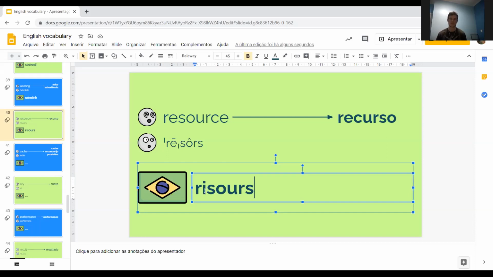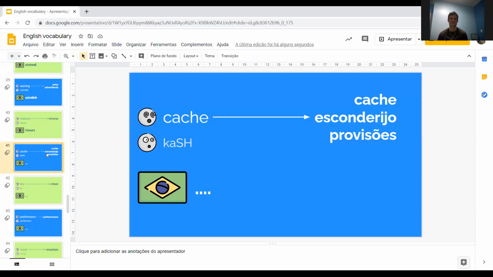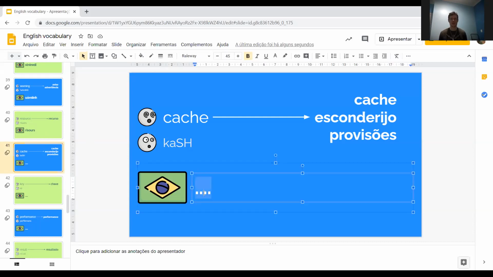Is that right? Yeah, sounds good. Looks good. Resource. Próximo. Next one. I just write something in Portuguese, then my brain started in Portuguese. I don't know how to say this one, but we commonly say it in Portuguese as cash. Cash. Exactly. Cash. Just like money, cash.